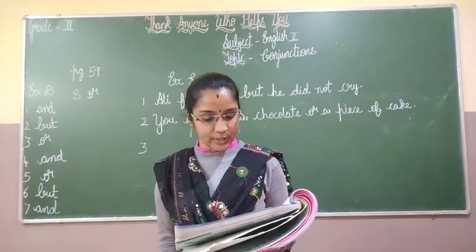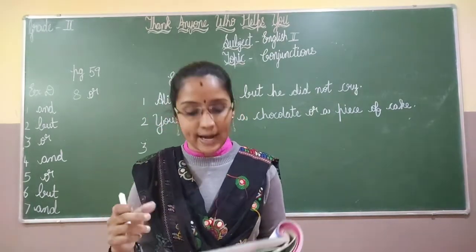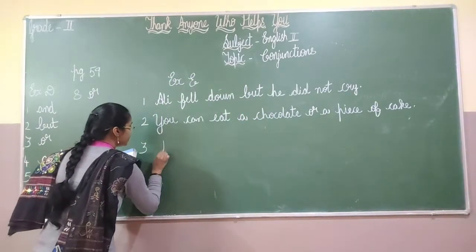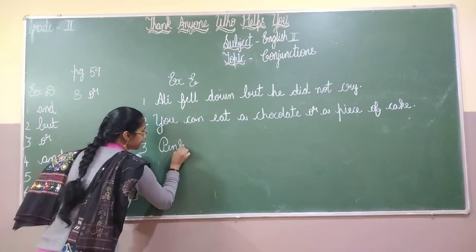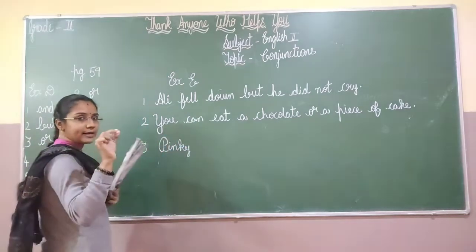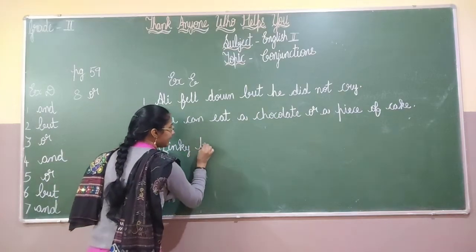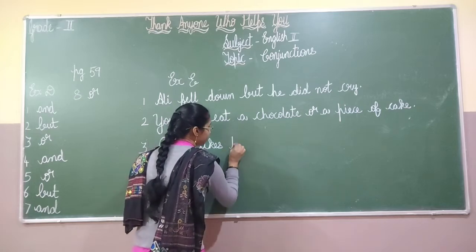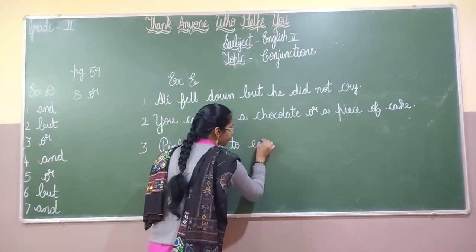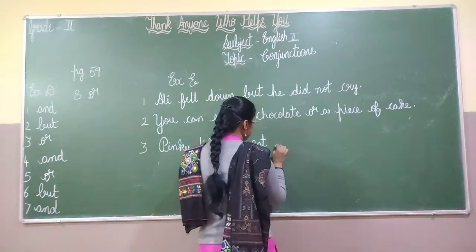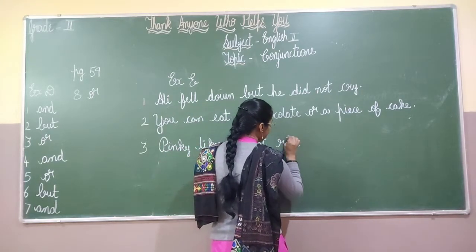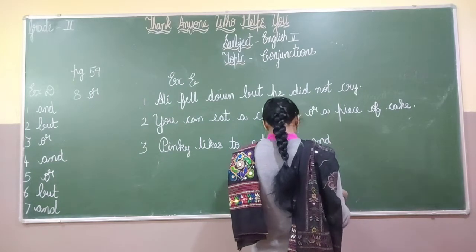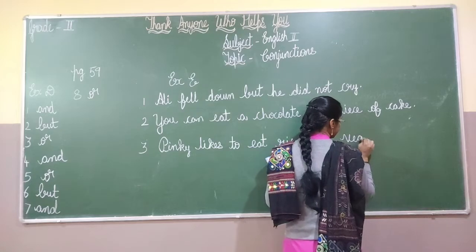She likes to eat vegetables. So what are we going to write here? "And". So Pinky likes to eat rice and vegetables. Pinky, read and write the letters. You should not make mistakes. Pinky likes to eat rice and vegetables.